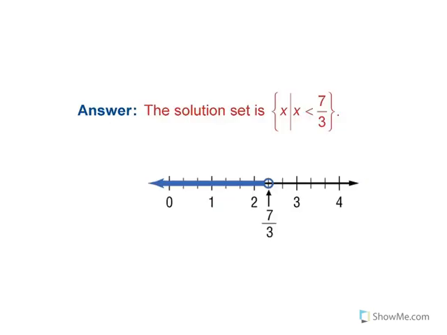Here's a prettier picture of what we just had. Here's the set builder notation. 7/3 is right here on the number line, and we shaded to the left. All right, now you try an example.